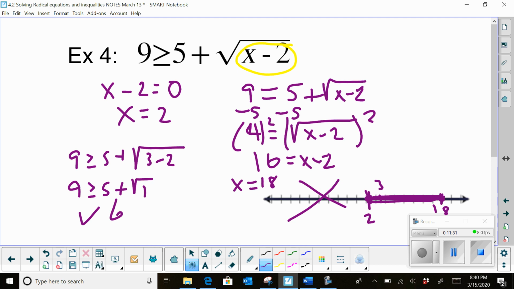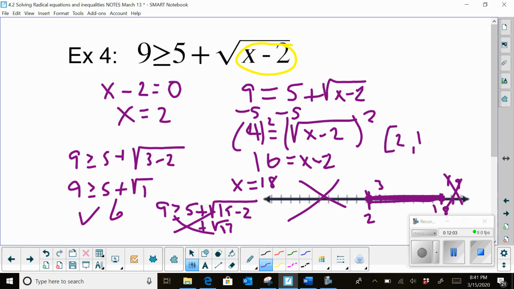And let's try something beyond 18, like 19. So we'll try 19. We're going to do 9 is greater than or equal to 5 plus the square root of 19 minus 2. Well, 19 minus 2 is, what, 17? And I know the square root of 17 is something slightly greater than 4. So 5 plus something slightly greater than 4 would be greater than 9. So that does not check. So 19 does not check. And our solution is going to be 2 to positive 18.